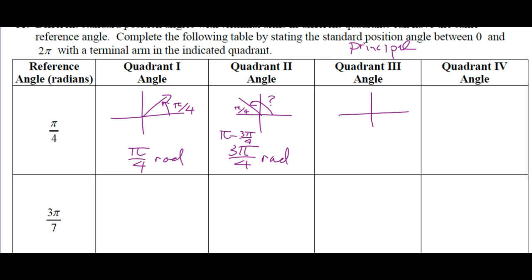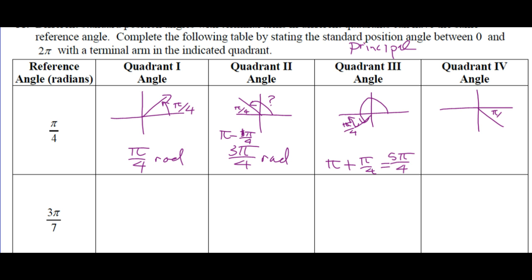Quadrant 3 angle. So if the reference angle is pi over 4, what's the quadrant 3 angle? 5 pi over 4. Okay, this time we want pi plus pi over 4, right? So you've gone pi, and then you're going another pi over 4. That's pi minus 1. There, now it's a 1.